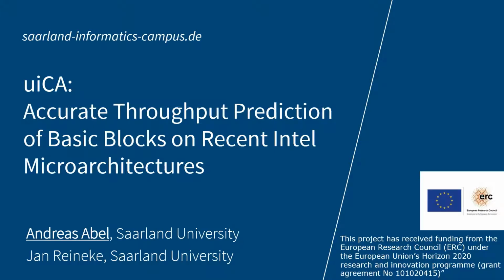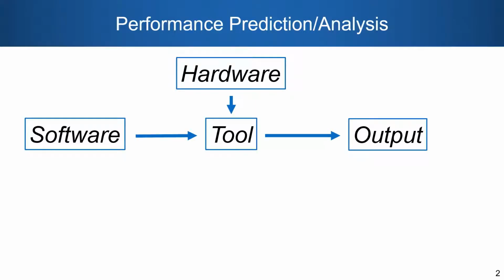This talk is about uiCA, which is a performance analysis tool for predicting the throughput of basic blocks on recent Intel microarchitectures. I'm going to start with a brief overview of the field of performance analysis tools.